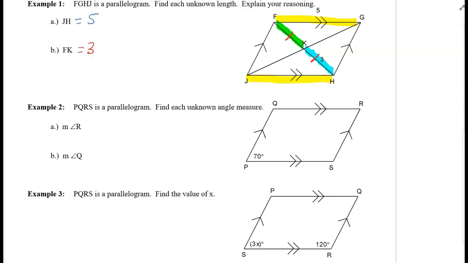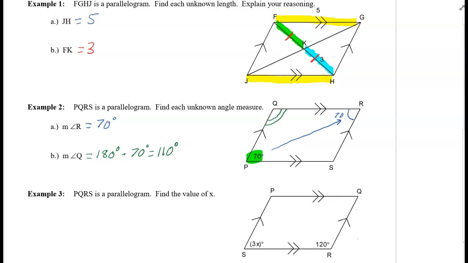In problem 2, we have another parallelogram, and we are told that angle P is 70 degrees. So we learn that the opposite angles are equal, so that means angle R is also 70 degrees. And the second thing we learned is consecutive angles are supplementary. So angle Q and angle P add up to 180. So to find angle Q, we could do 180 degrees minus 70, and we will get 110.